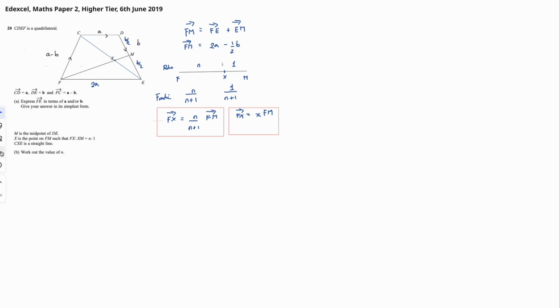We can now use what we already know FM is from up here: 2a minus a half b. We could then say that FX is equal to n over n plus 1, bracket, 2a minus a half b, or we could say FX is equal to small x, 2a minus a half b.